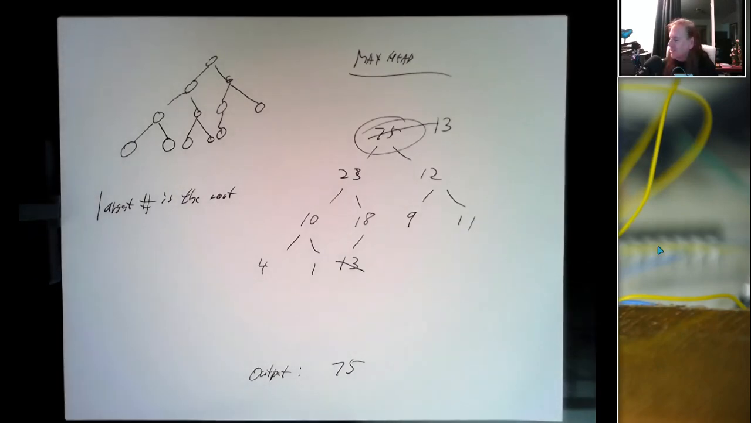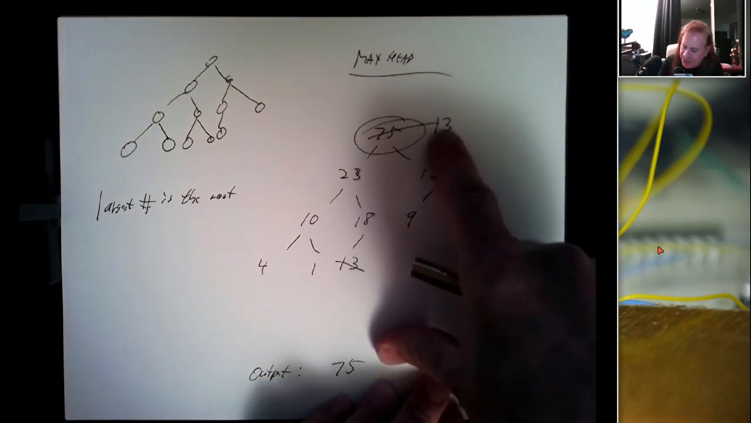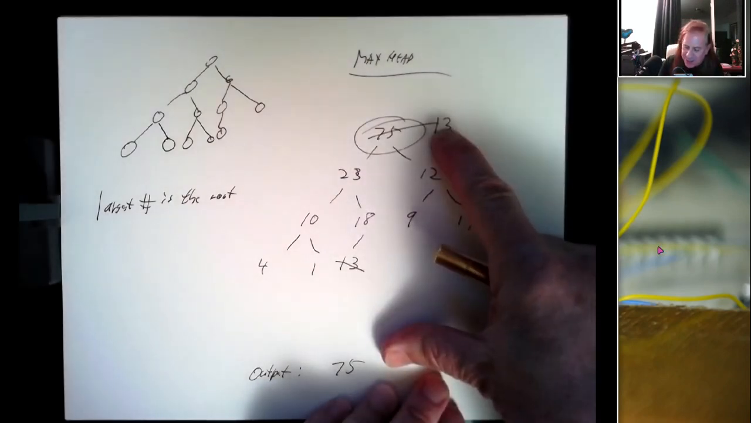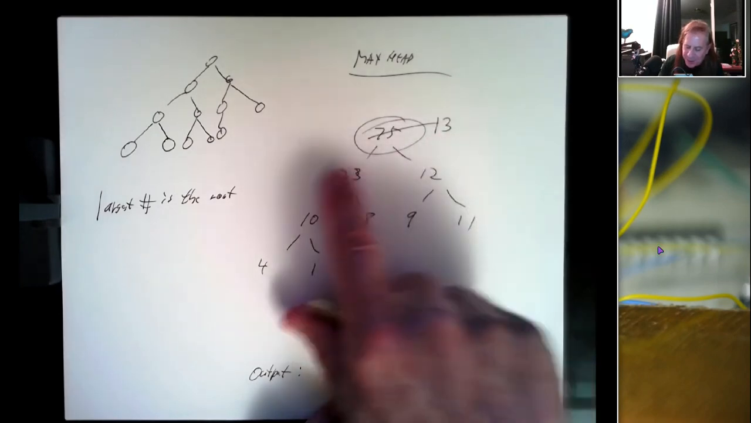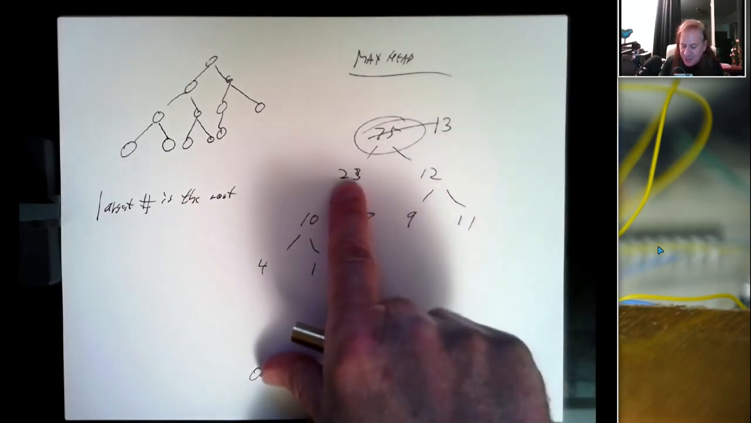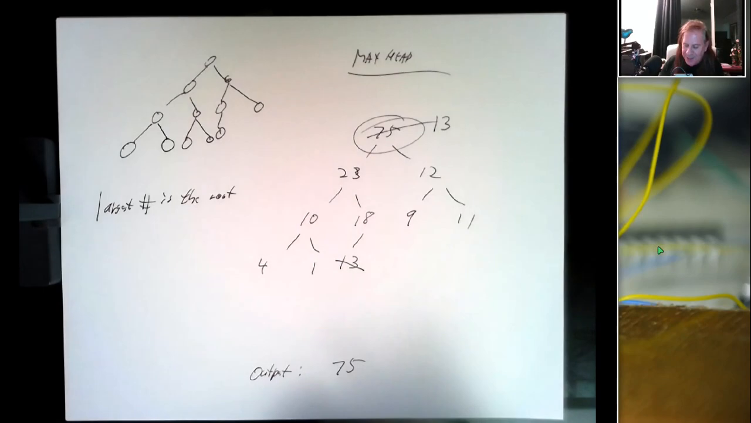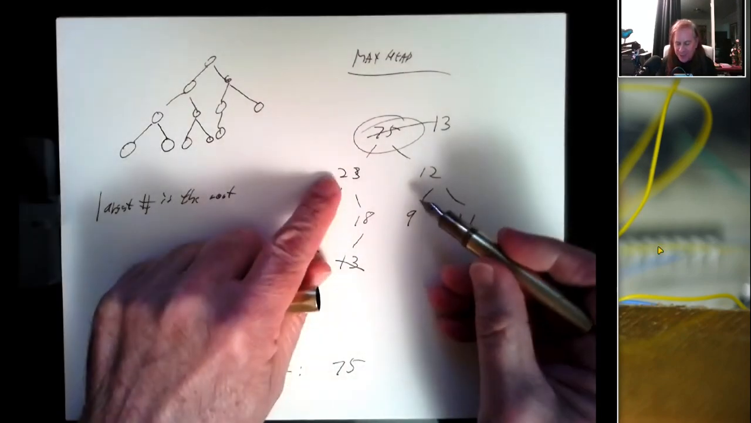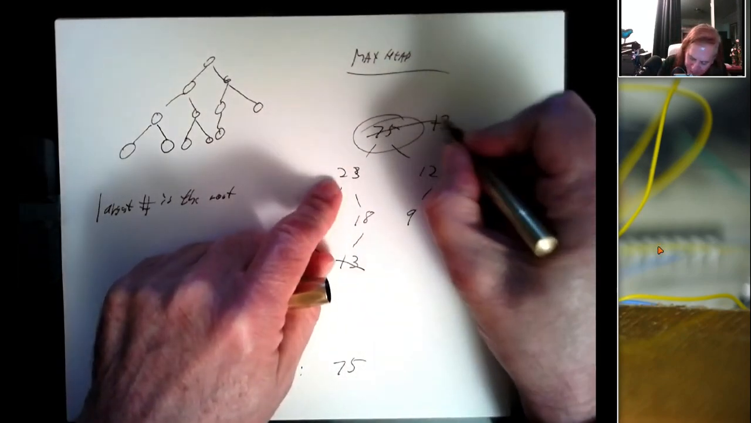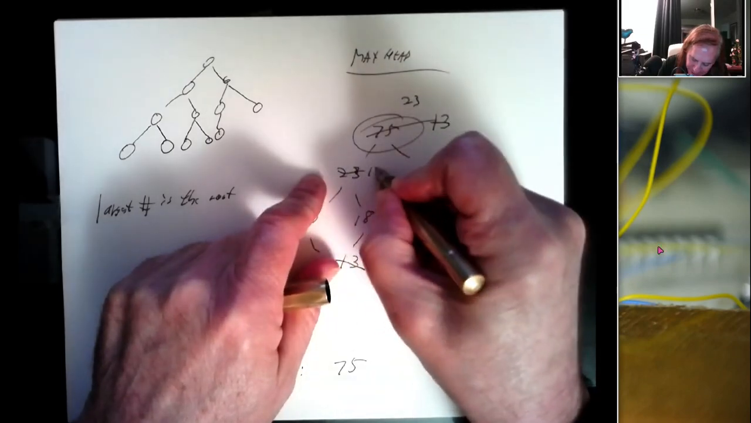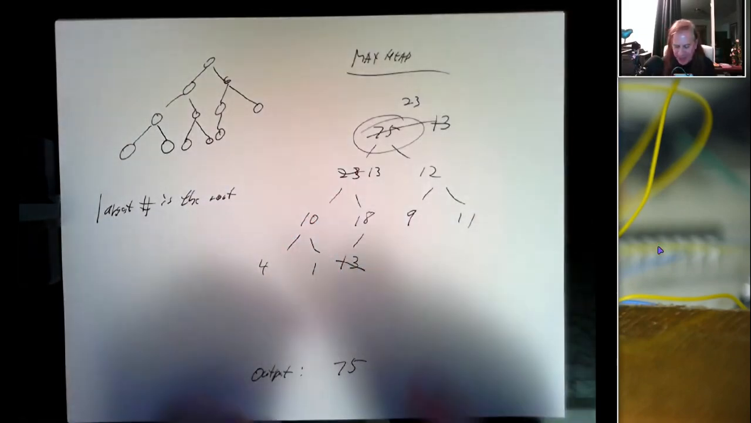Well, now it's got the shape of a heap, but it might violate the heap property. So I check. Look at 13, see if it satisfies the heap property. Is 13 bigger than both of its children? No. It's bigger than 12, but it's not bigger than 23. So I'm going to swap with the largest child. I'm going to put 23 up here and bring 13 down here. And then I'm going to repeat.